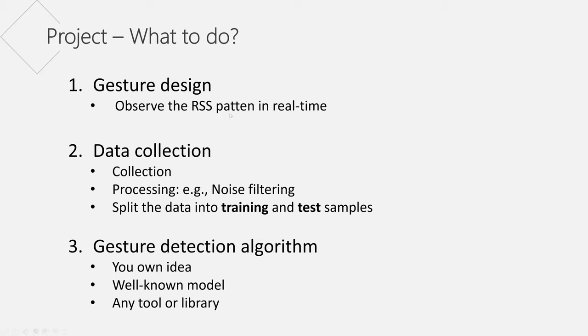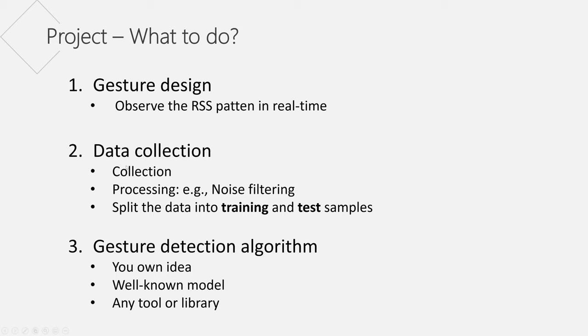Basically, you can run a script on Linux or on Windows that shows the RSS pattern in real time. That's pretty easy. You can use Python or Bash or any command that you're familiar with. Just search online for how to print the RSS value. Then just print it about 10 times per second. Then you can perform the gesture and look at how the RSS pattern changes over time.